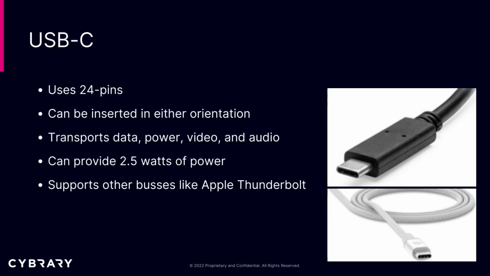Another form of USB is the USB-C. The USB-C is the newest iteration of USB, and it uses 24 pins, and it can be inserted in either orientation. The USB-C is unique because it not only transports data, but also power, video, and audio. It can provide up to 2.5 watts of power. And other companies like Apple use the USB-C because it supports their buses, like the Apple Thunderbolt.